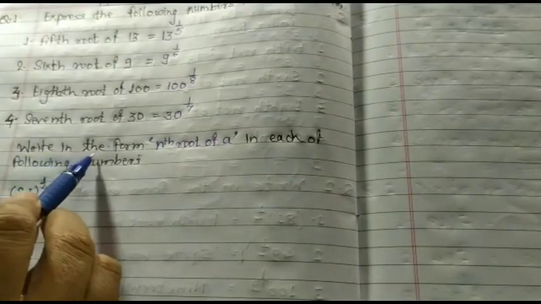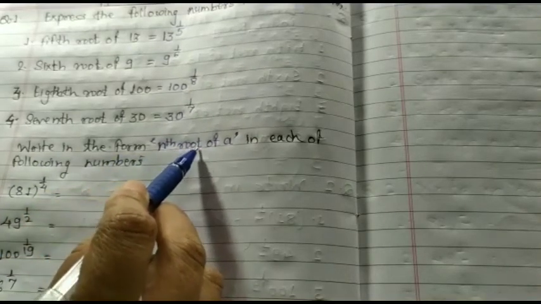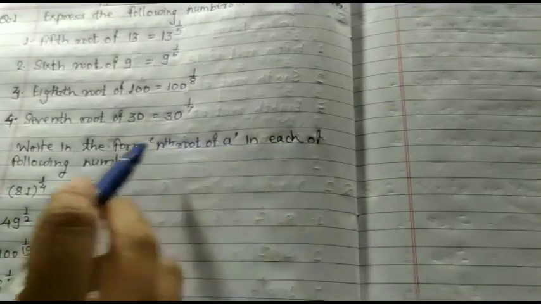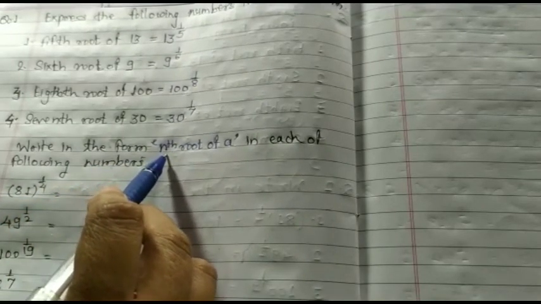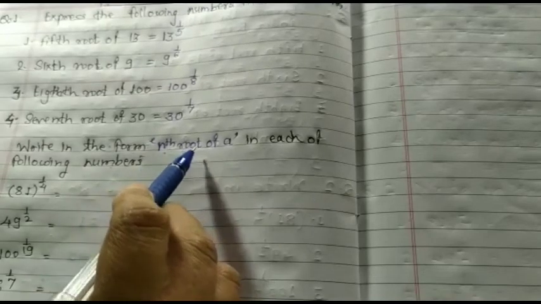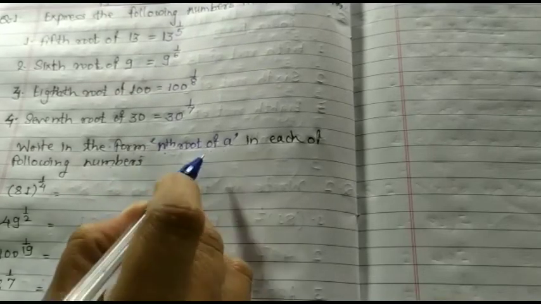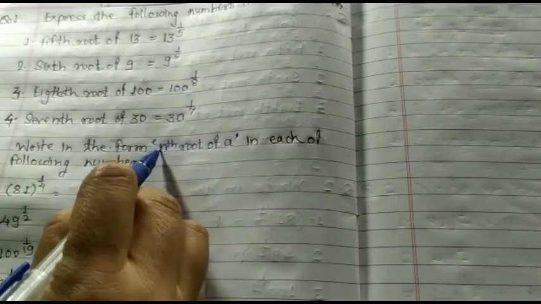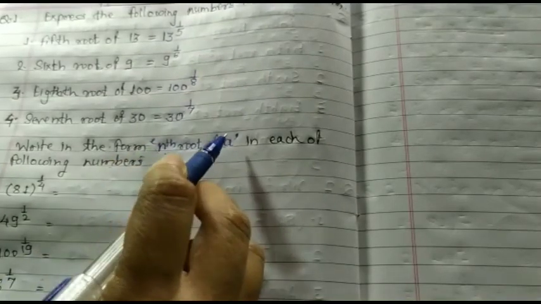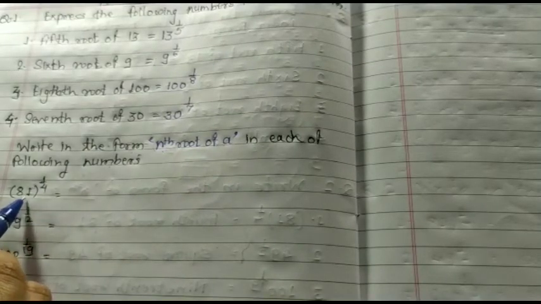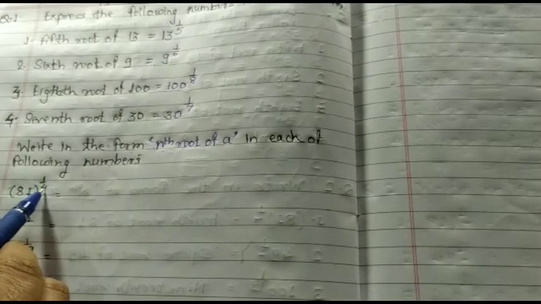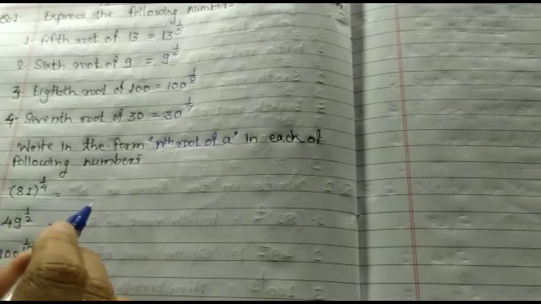Then question number 4: Write the form nth root of a for each of the following numbers. In the nth root, n is the index and a is the number. Let us see the first example: 81 raised to 1 upon 4, that is the fourth root of 81.